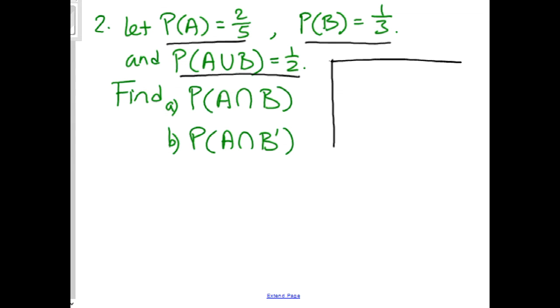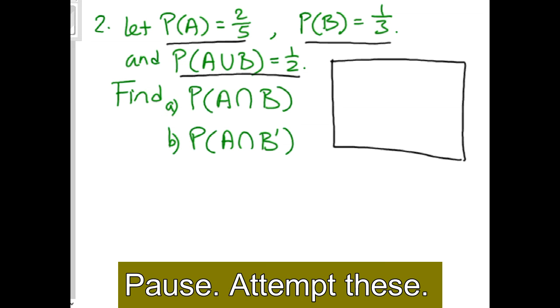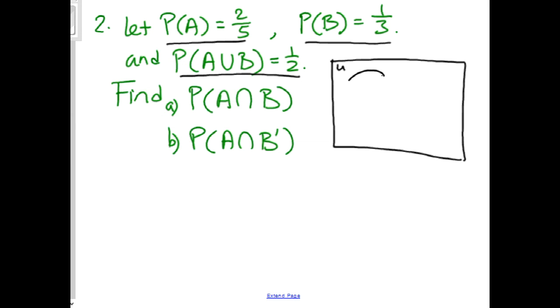Now I prefer to draw a Venn diagram and fill in the information. Right? This is the universe. We have A and B, like that, and A union B is half. So what we can do then, we can say, well, this is A, that's my B, and I'm going to call the intersection here X.